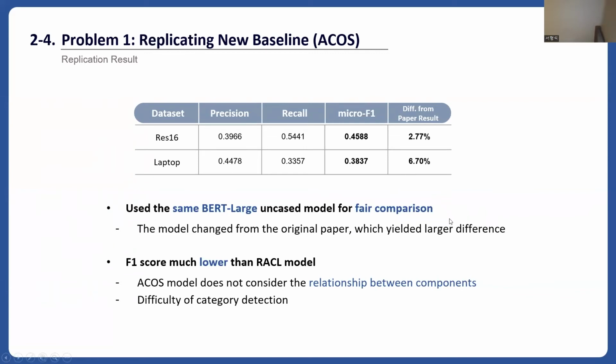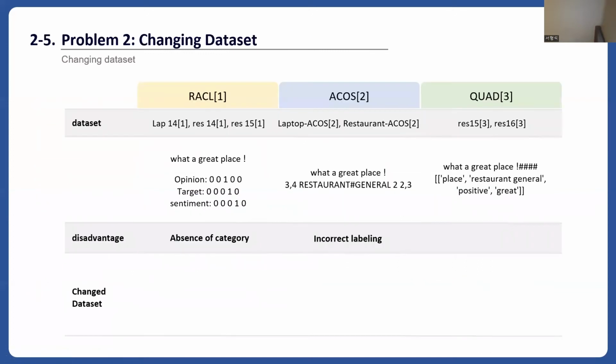We analyzed this result for 2 reasons. First, the ACOS model only considers the relationship between aspect and opinion term, which is much more superficial than the RCL model. Also, we think that the low F1 score indicates the difficulty of category detection. RCL doesn't include category detection when calculating its F1 score, which would be more advantageous in showing better results.